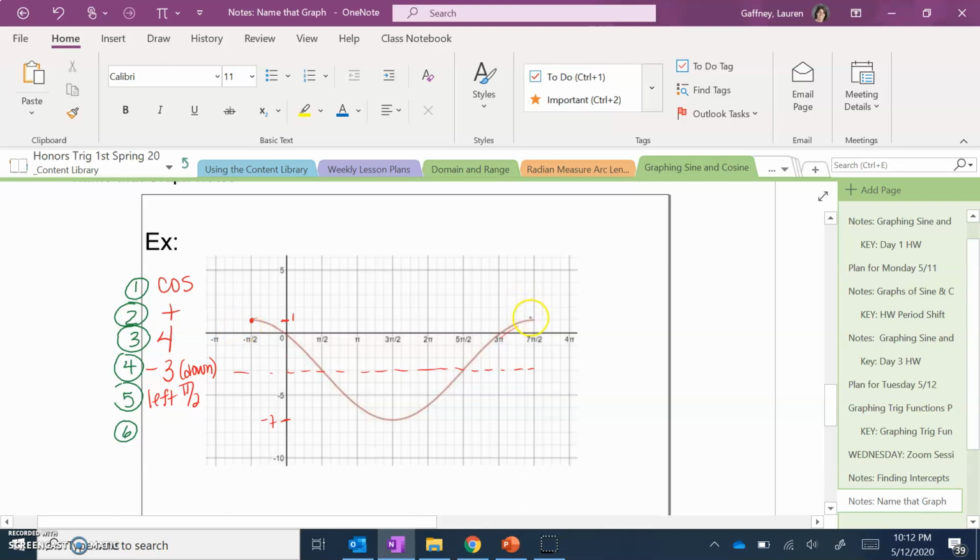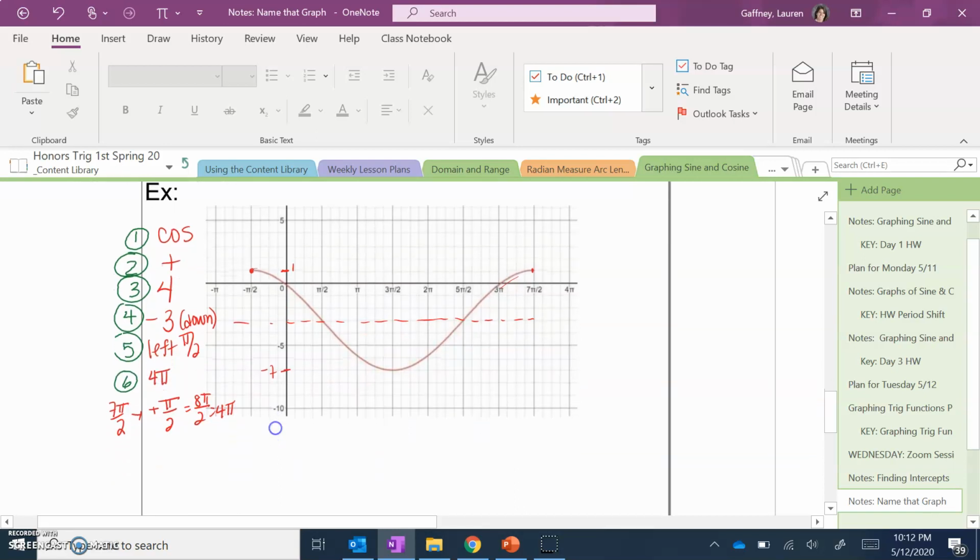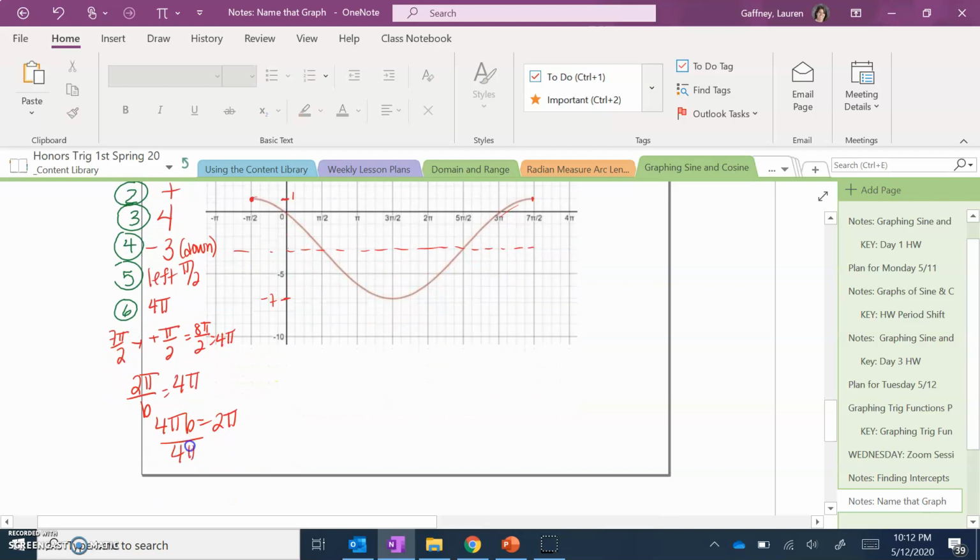So we need to figure out how long it took to repeat. So if I take 7 pi over 2 minus a negative pi over 2, the length of this, if you do that math, would really be 8 pi over 2, which is 4 pi. So that tells me the period, but we still have to find the b value. So 2 pi over b is equal to the period of 4 pi. Cross multiply. When you divide by that 4 pi, you get that b is simply 1/2.